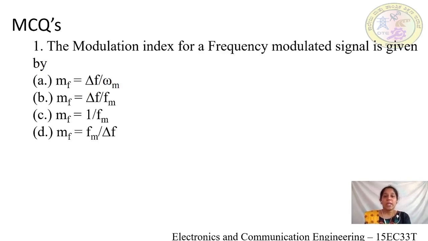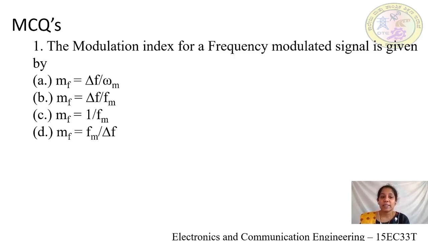Now we'll go with the MCQs, multiple choice questions. First one, the modulation index for frequency modulated signal is given by option A, mf is equals to delta f by omega m. Option B, mf is equals to delta f by fm. Option C, mf is equals to 1 by fm. Option D, mf is equals to fm by delta f.